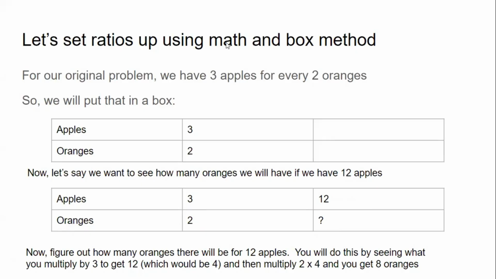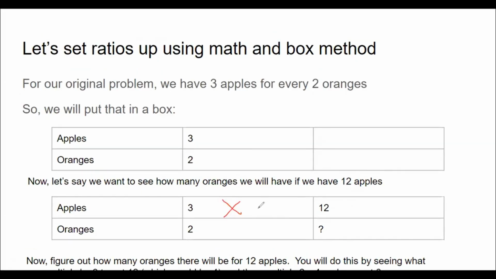You're going to do this by saying 3 times what is 12? Well, 3 times 4. So if you multiply that by 4, you multiply this by 4. So you get 8 oranges.